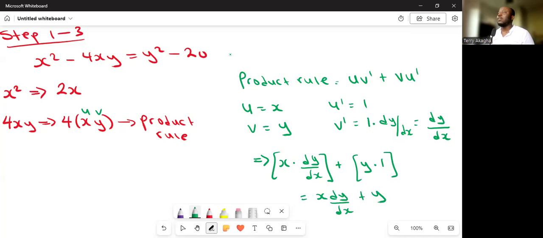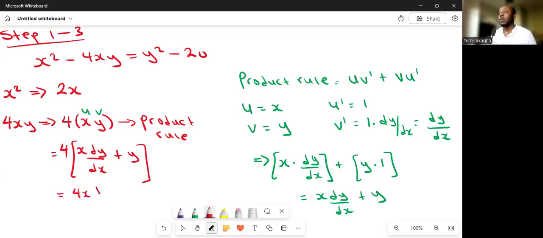So we're going to take all these answers now and put them back into this. So it's going to become 4 into brackets x dy over dx plus y. Okay? Then you open the bracket, and 4 times x dy over dx will give us 4x dy over dx. 4 times y will give you also what? 4y. Okay?